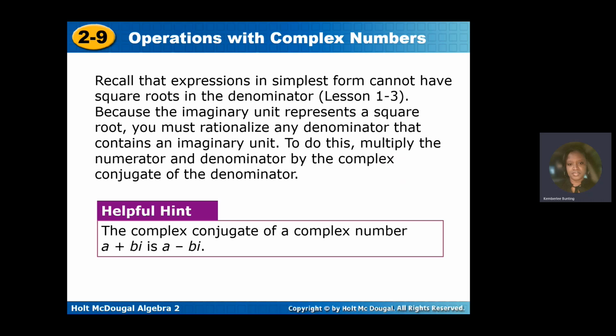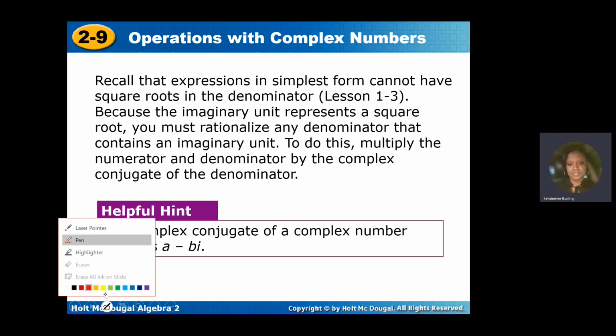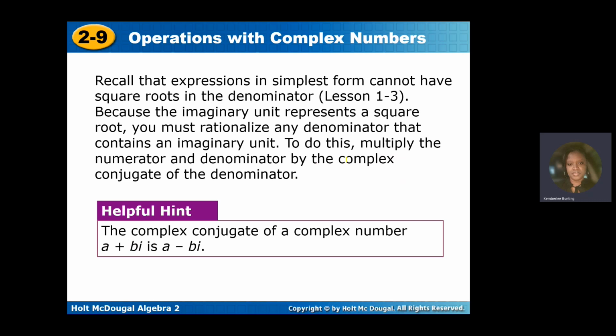To do this, multiply the numerator and the denominator by the complex conjugate of the denominator. Lord, what is a complex conjugate? What is that? What is a complex conjugate? I'm about to say.